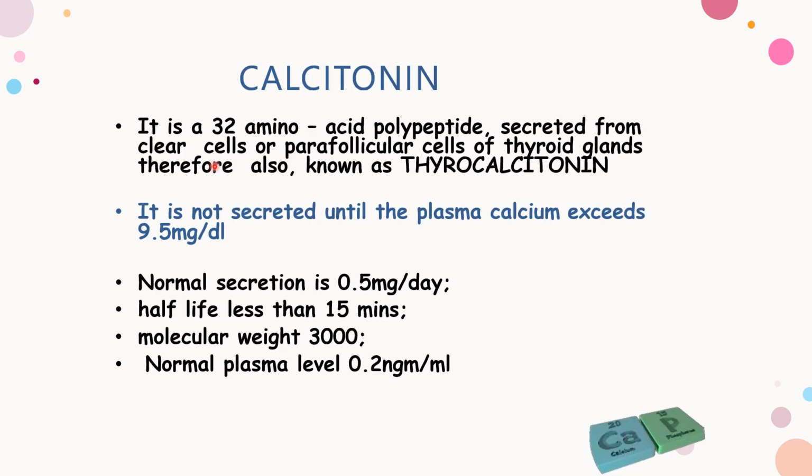It is a 32 amino acid polypeptide secreted from the parafollicular cells, so it is also known as thyrocalcitonin. It is not secreted until the plasma calcium exceeds 9.5 mg per deciliter, and normal secretion is 0.5 mg per day, and half-life is 5 to 10 minutes or less than 15 minutes. It has a molecular weight of 3000, and normal plasma level is 0.2 nanogram per milliliter.